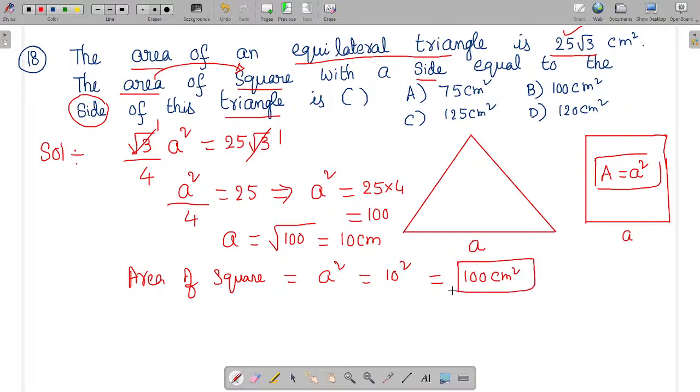Probably you have understood, right. That means B is the right option. So once again, all of you go through the question carefully.